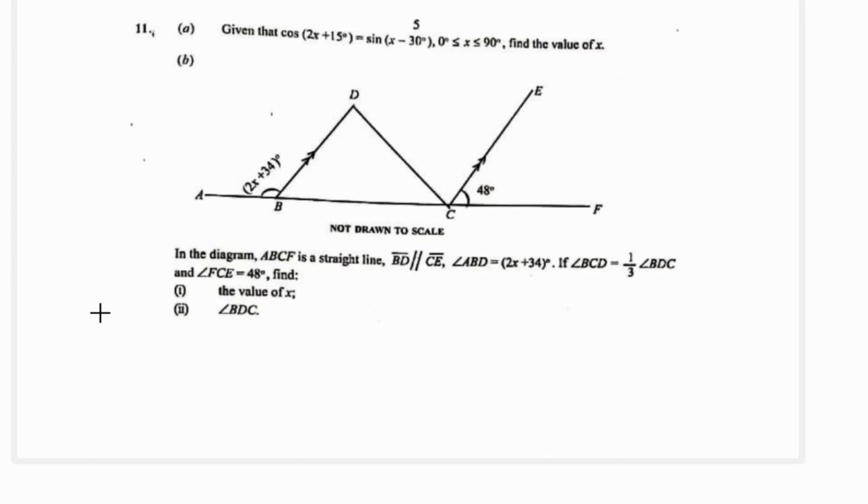Question 11 is actually A and B. The A part says that given that cos(2x + 15) equals sin(x - 30), where 0 degrees is less than or equal to x less than or equal to 90 degrees, find the value of x. There are two ways we can solve this question, and I'm going to try using both ways to explain. I've solved a number of questions like this in other videos, but I'll explain here again that if the cos of an angle equals the sine of another angle, it means that the two angles are complementary, that is, when you add the two of them you should get 90 degrees. So let's just do that quickly.